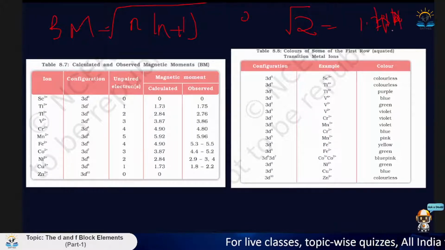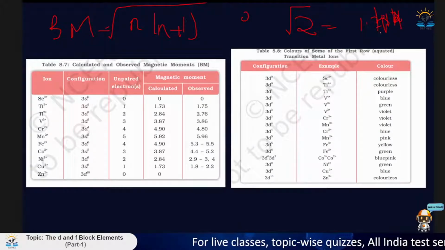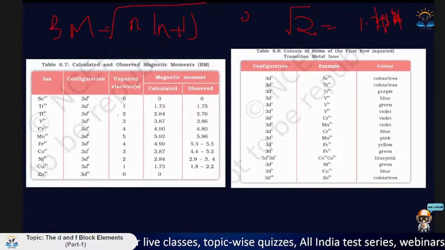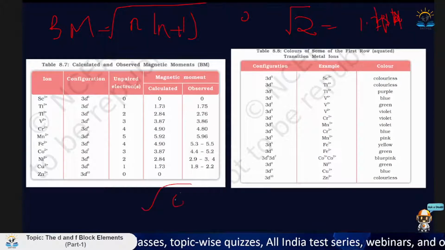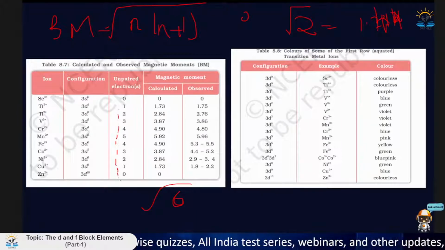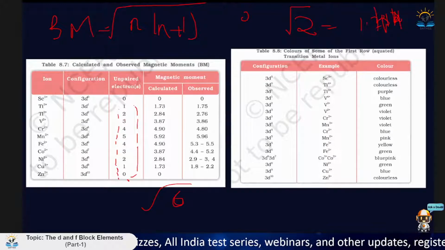1.414, sorry. Right? Root 2 is 1.414. So that kind of makes sense, right? Similarly, if you see 2 into 3, root 6 kind of a thing will happen. And that is how it goes on. Okay, the calculations of the magnetic moment.